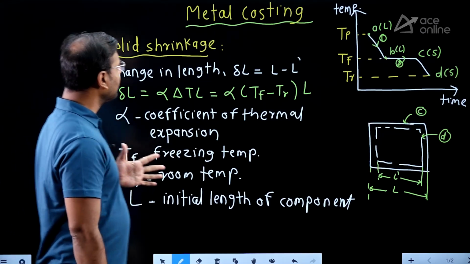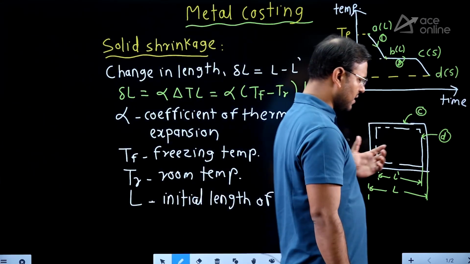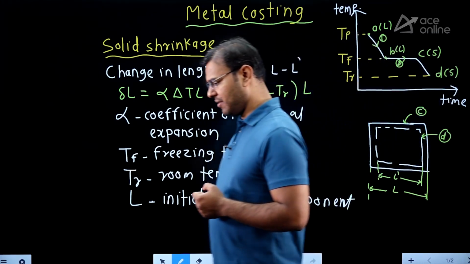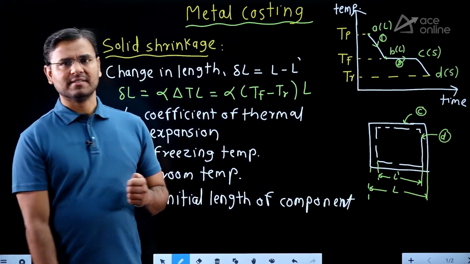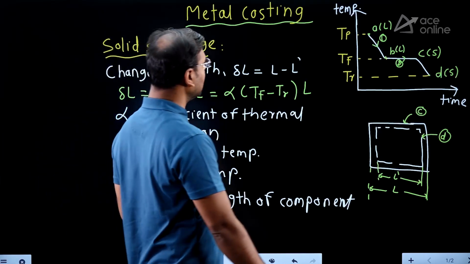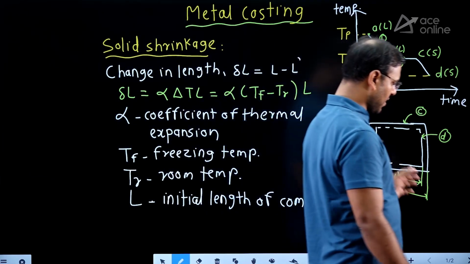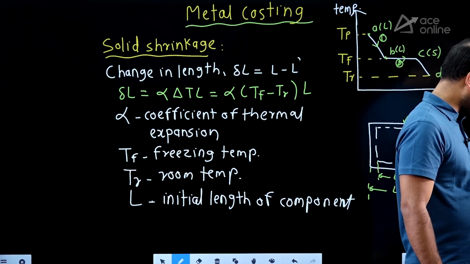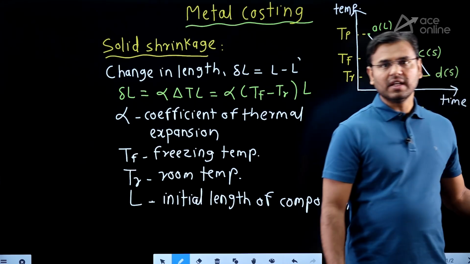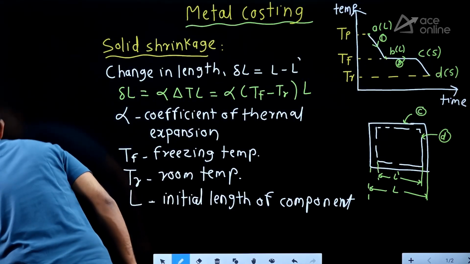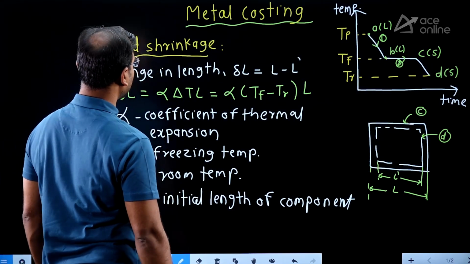That formula is also asked in a number of exams. In old exams, GATE PI once and GATE mechanical once asked a theory question on this formula. This is the first topic I wanted to revise, solid shrinkage. Next we have to see the permeability number.